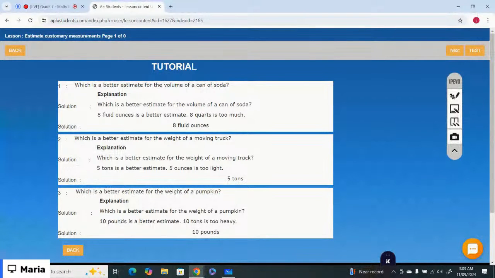Which is a better estimate for the weight of a moving truck? The options you are given are 5 tons and 5 ounces. 5 ounces is too light for the truck, right? That would be 5 tons. The correct option is 5 tons. Which is a better estimate for the weight of a pumpkin? You are given 10 pounds and 10 tons. One is the bigger unit, right?